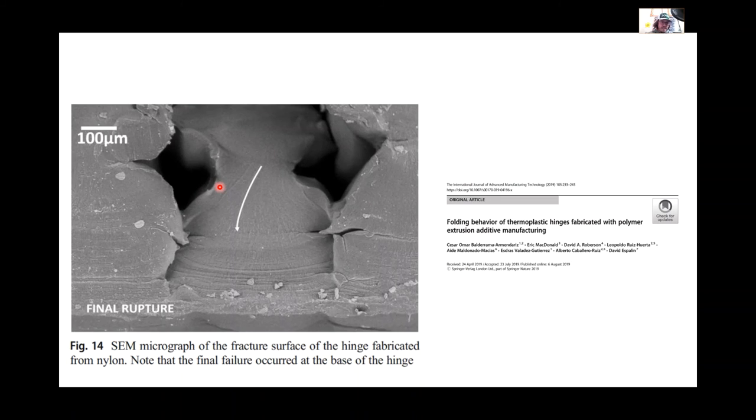Seeing it again in a different material. So this was nylon, and the failure actually occurred at the bottom of the hinge for this one. And so we only have one propagation direction, excuse me.